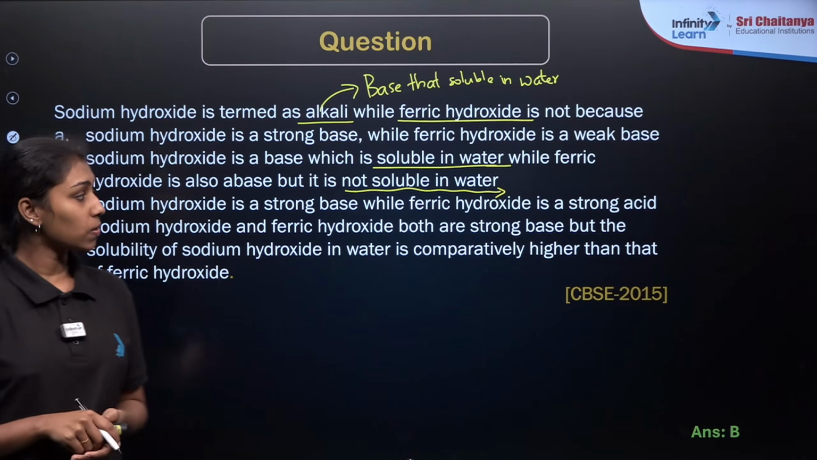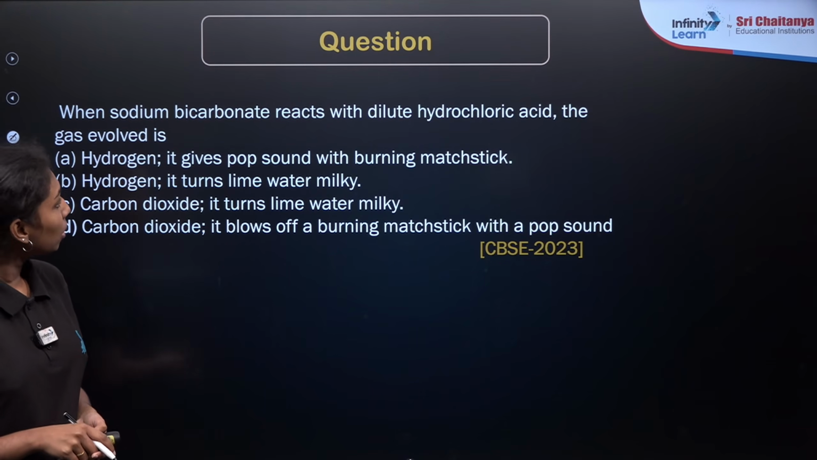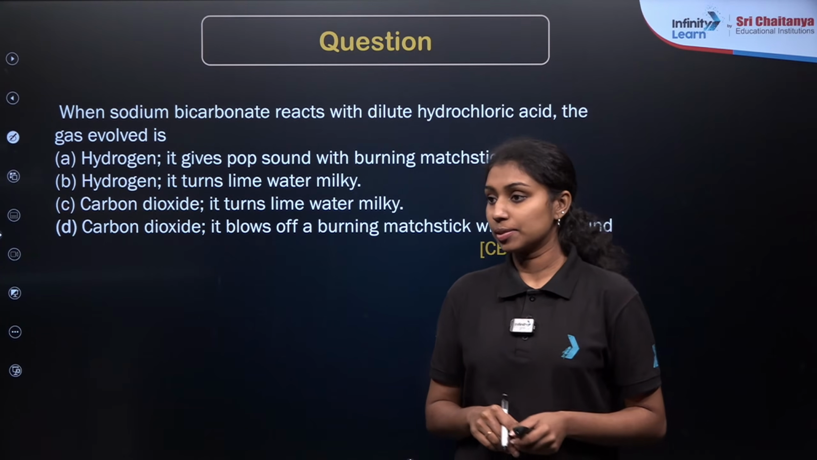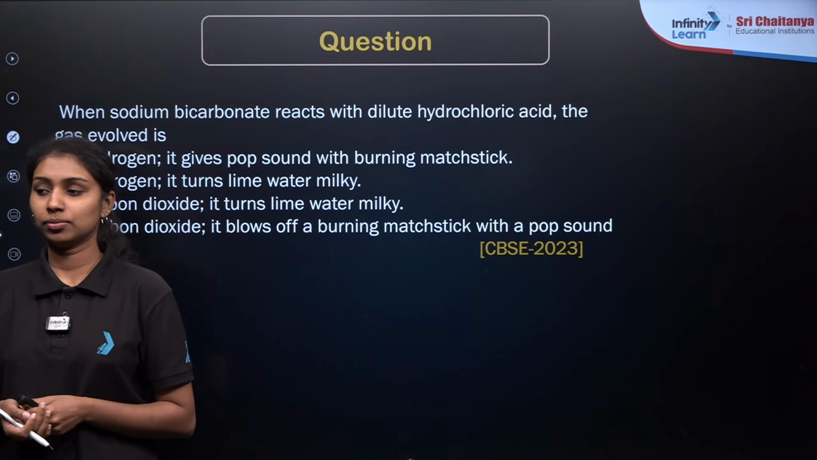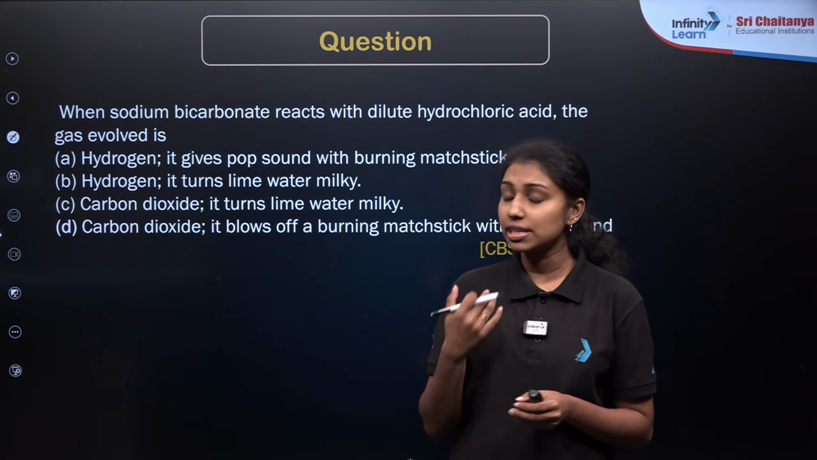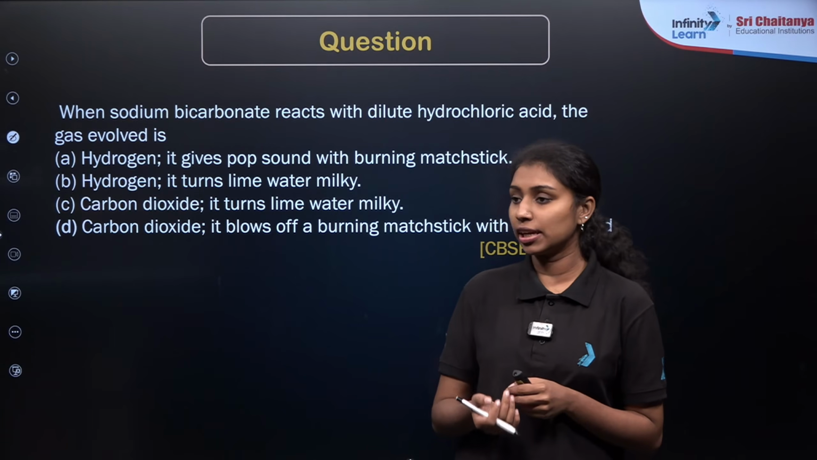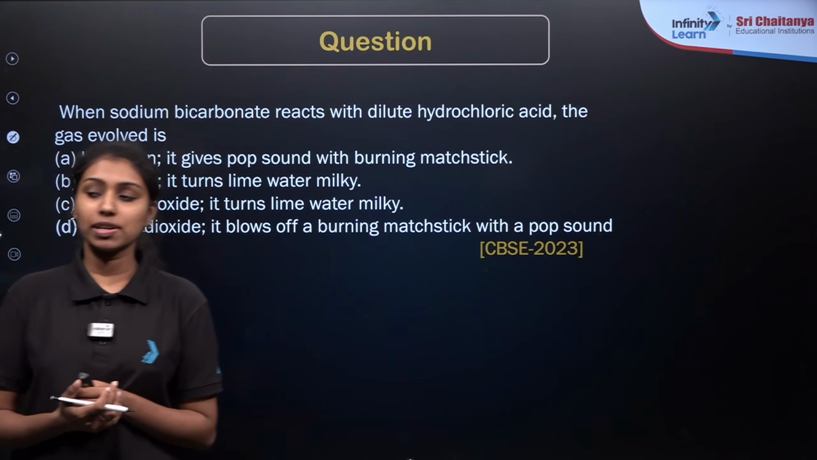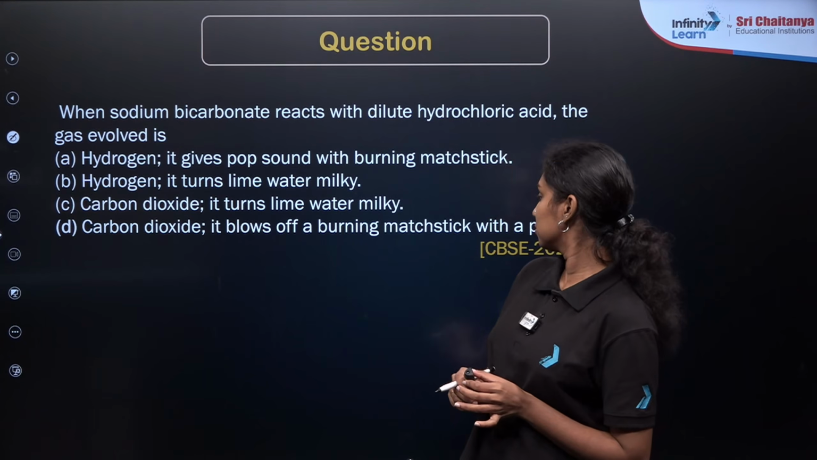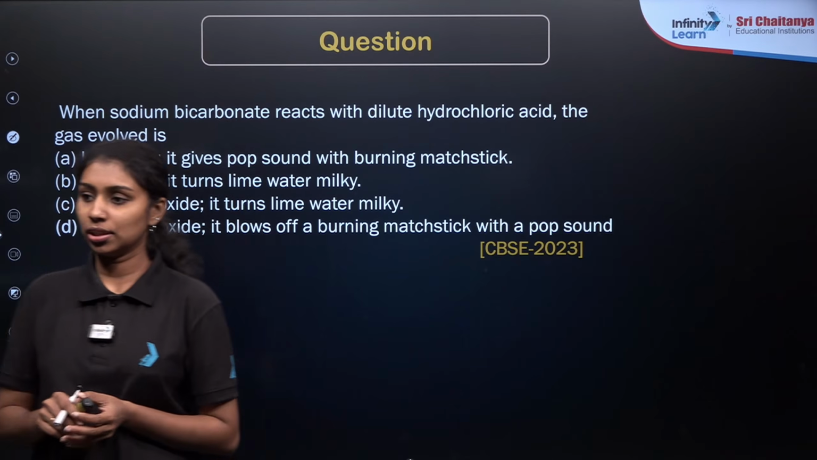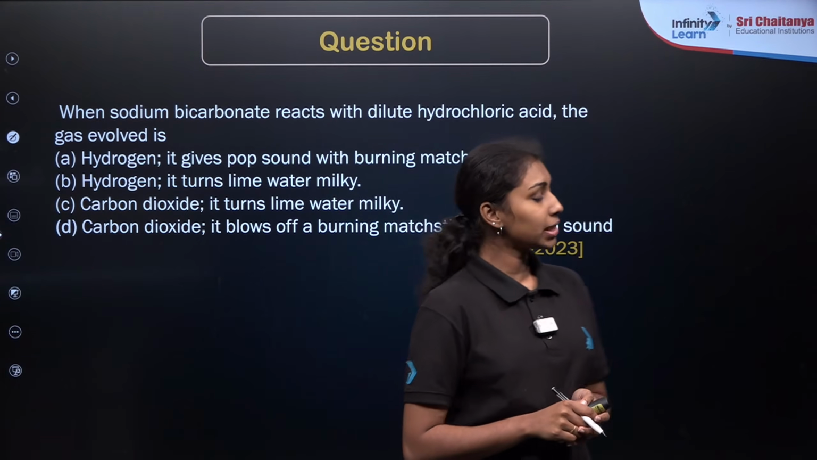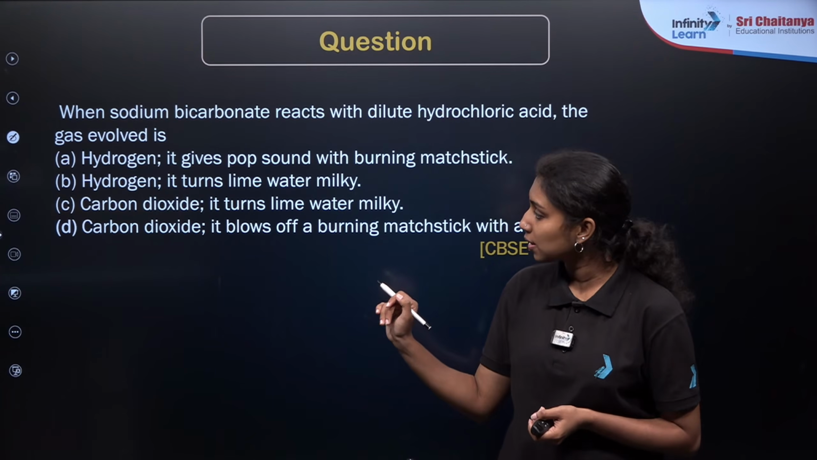Okay, now we are moving to the next question. When sodium bicarbonate reacts with dilute hydrochloric acid, the gas evolved is. So this is a chemical experiment we have already studied. Whenever we treat sodium bicarbonate with dilute hydrochloric acid, what is happening there? What is the experimental observation there? Read the options one by one carefully. As we all know which gas is formed there, we need to identify the presence of that gas.